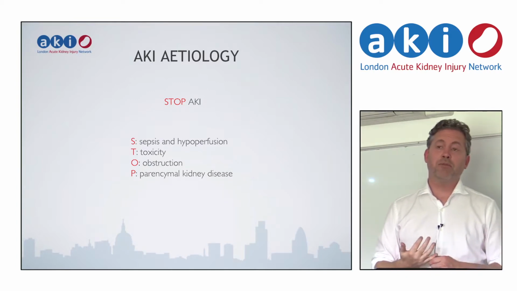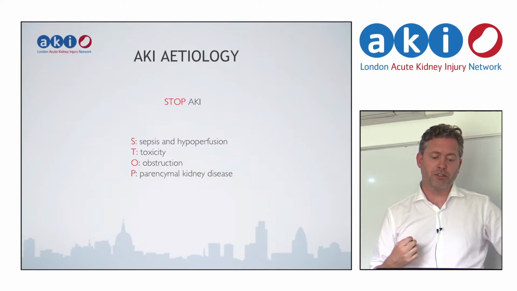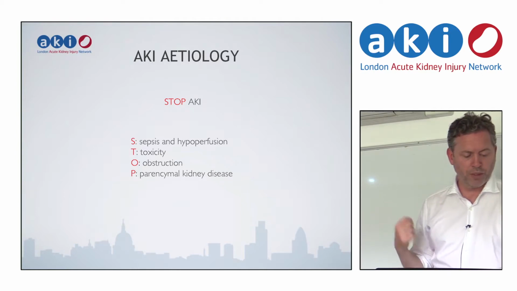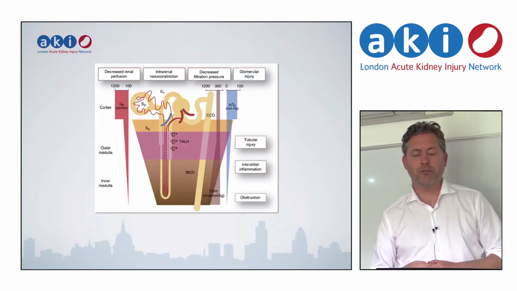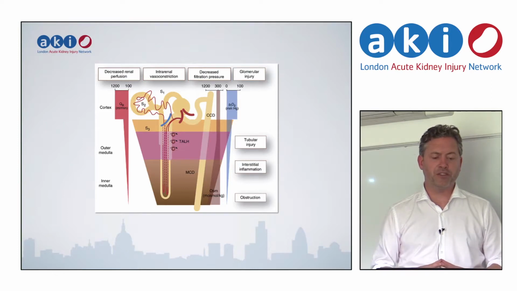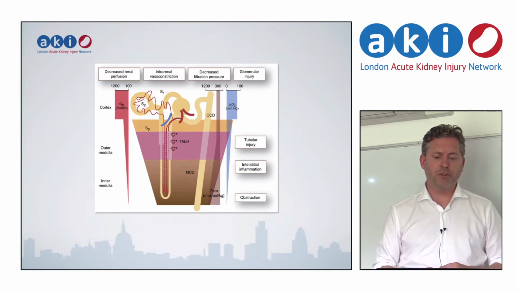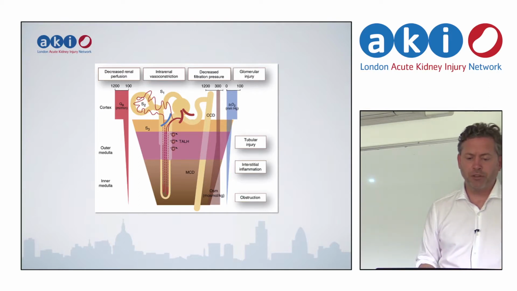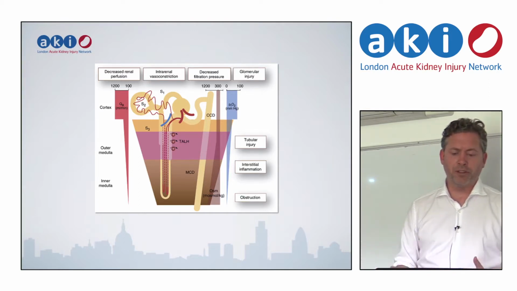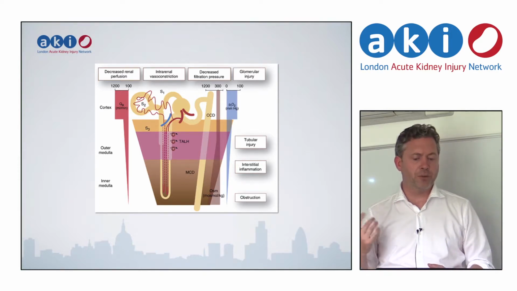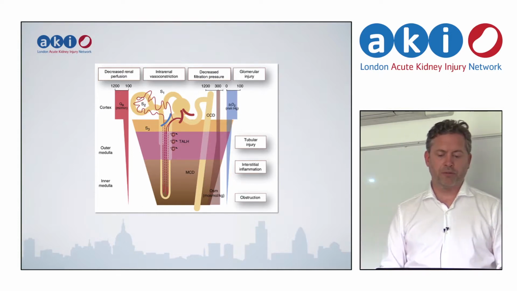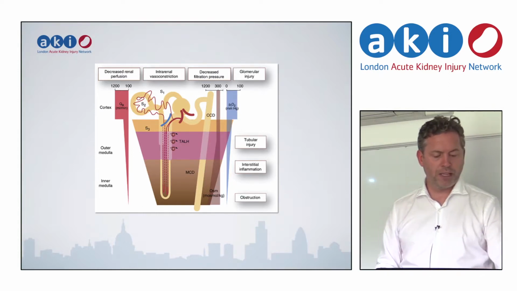We then have toxicity from drugs and radiological contrast, renal tract obstruction, and finally parenchymal renal disease, so interstitial nephritis, tubular interstitial nephritis, infiltrative diseases, etc. This is a diagram explaining the mechanisms of AKI or pathological oliguria. We have decreased renal perfusion, intrarenal vasoconstriction. We may have decreased filtration pressure. In some cases we may have a glomerular injury, we may have a tubular injury, we may have interstitial inflammation, tubular interstitial nephritis, or we may have obstruction.